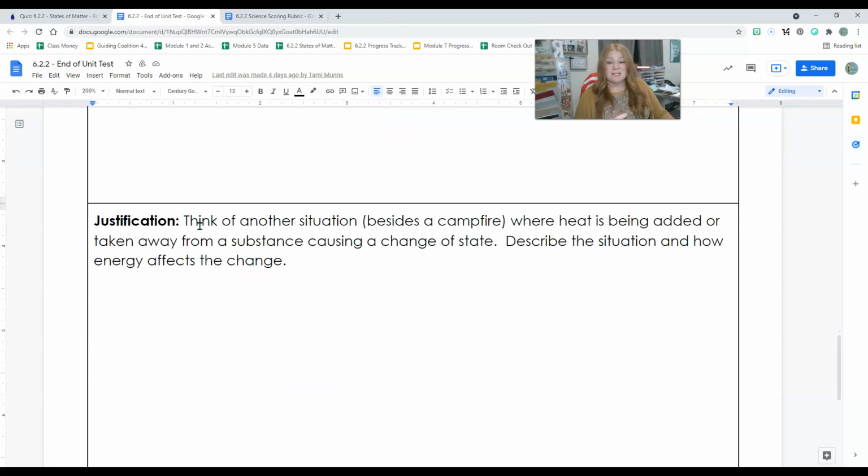And then you are going to justify all of your answers, and you're going to think of another situation that is not a campfire. So we already used campfire. You have to think of a different situation where heat is being added or taken away from a substance that causes a change of state. So think of a situation where matter can change from state to state. Describe what that situation is. How is the heat being added or taken away? And how did that energy being added or taken away affect the molecules? How did it make them change?